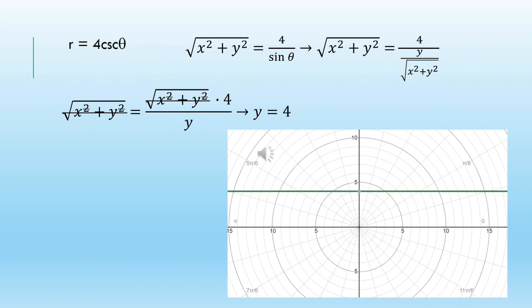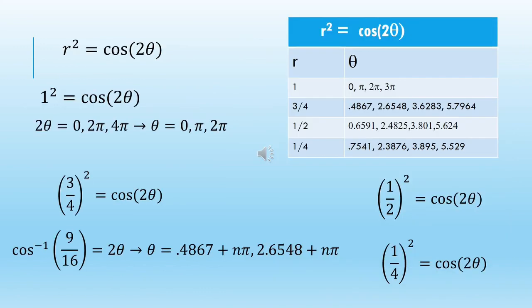You'd get a similar situation if you had r equals 4 times secant theta. You would get a line, but it would be a vertical line at x equals 4. Don't let equations in different forms throw you off.